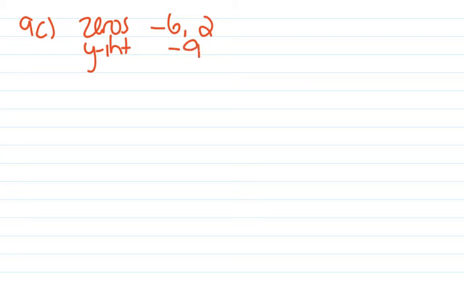So 9c says, determine the quadratic equation for a parabola with zeros at -6 and 2 and a y-intercept of -9. Zeros are -6 and 2. Y-intercept is -9. So the y-intercept happens when we cross the y-axis. That's happening down here at -9.